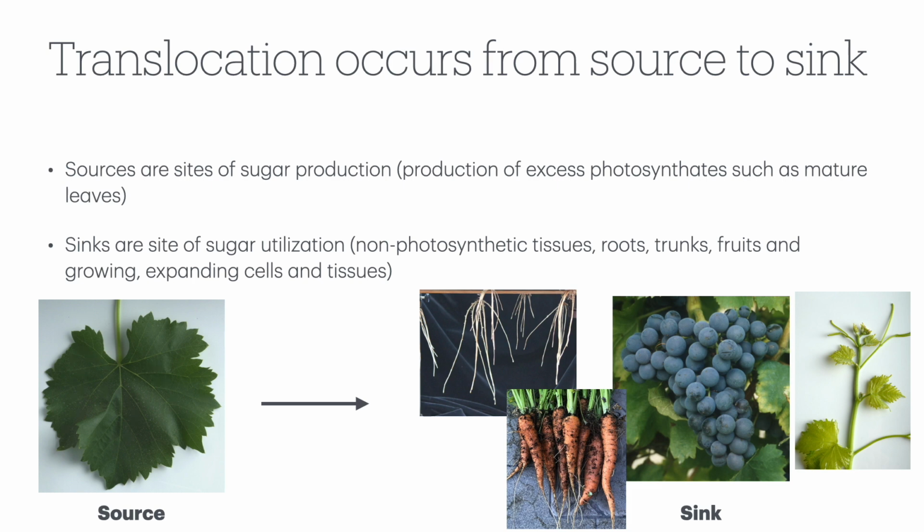Sinks are sites of sugar utilization. That is, they are either non-photosynthetic tissues, such as roots or trunks or fruits, or they are young, growing tissues that have expanding cells with immature leaves that are not producing enough photosynthate to export sugar at this point in time. Usually that time occurs at about a 50% maturity size of a leaf. And at that point, it starts to transition from a sink to a source.